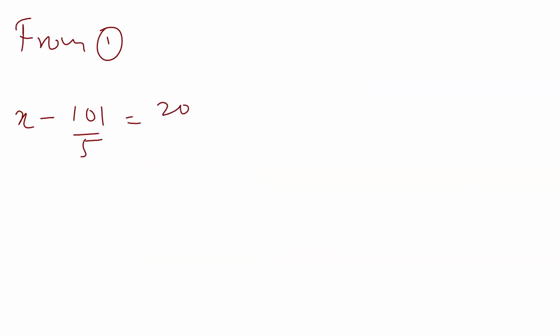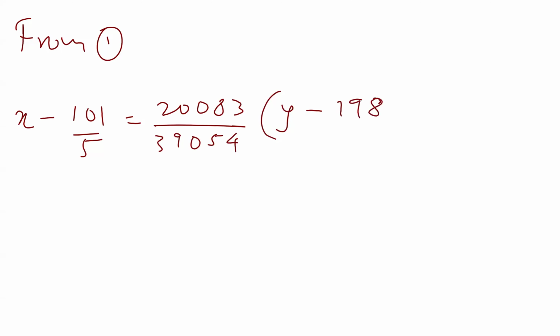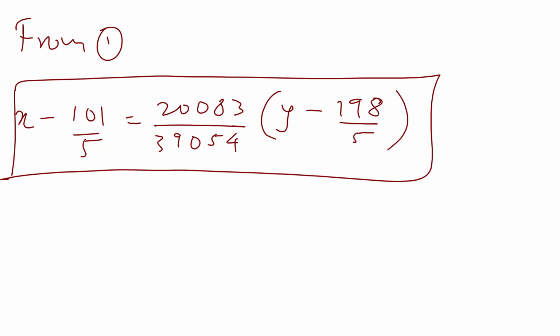So we'll just write down from 1, x minus x bar. X bar is 101 upon 5, and this is 20083 upon 39054. Y minus y bar. Y bar is 198 upon 5. Okay, so this is line x on y.